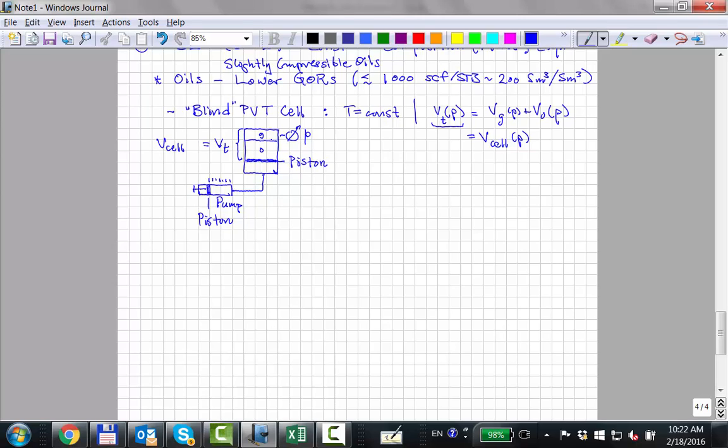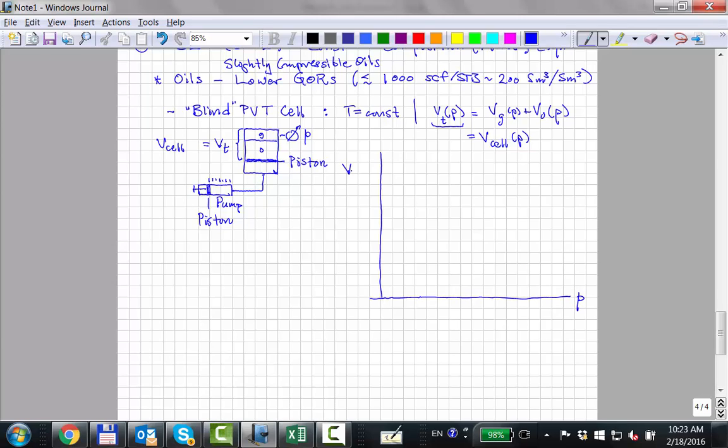Okay, but whatever the total volume is, we would be able to measure that as a function of pressure by gauging the exact amount of liquid that's been pushed into the cell or out. So that's kind of the cartoon schematic, and you measure the pressure and you get the volume, and that's all you know. So for a slightly compressible oil, the volume change with pressure will have this discontinuity that we talked about on Tuesday.